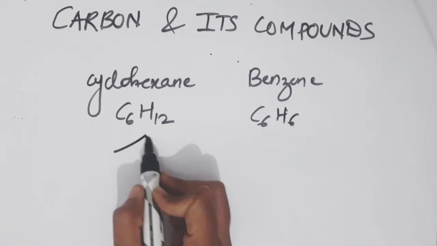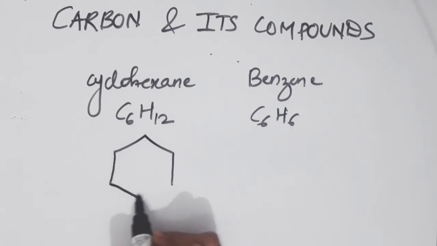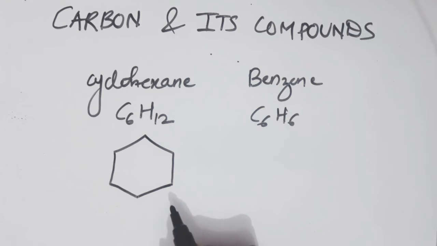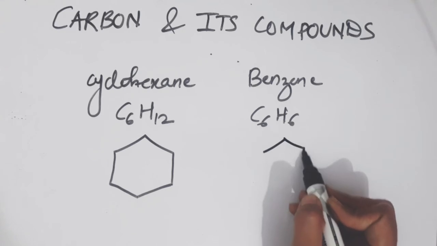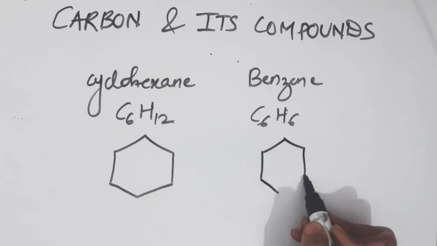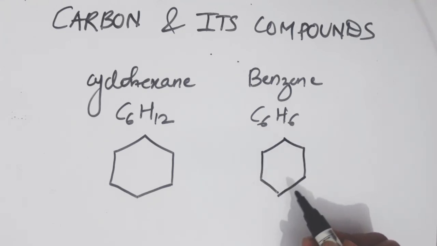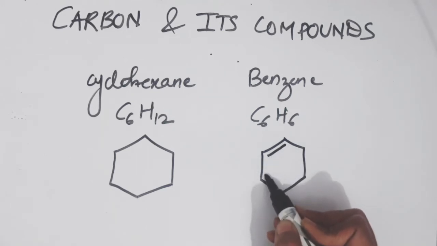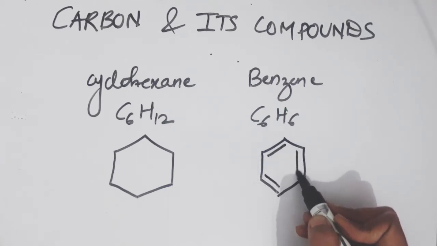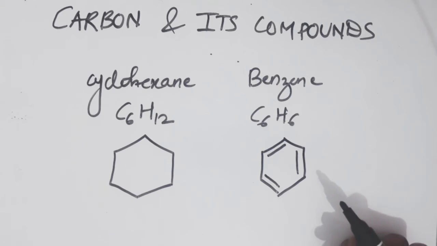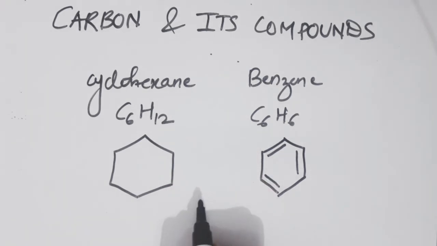Now if we draw the structure, cyclohexane is a cyclic compound having 6 carbon atoms, but they are joined together by only single bonds. In the case of benzene, you have carbon equal to 6, but the number of hydrogen atoms changes because carbons are linked via alternate single and double bonds. So this is the basic difference, and this is one of the important questions regarding the 10th class board exam.